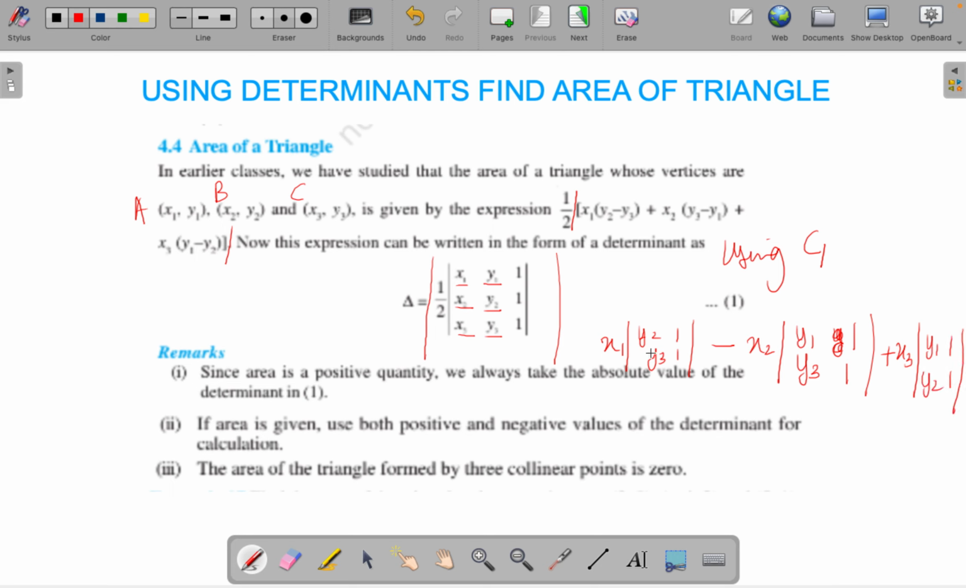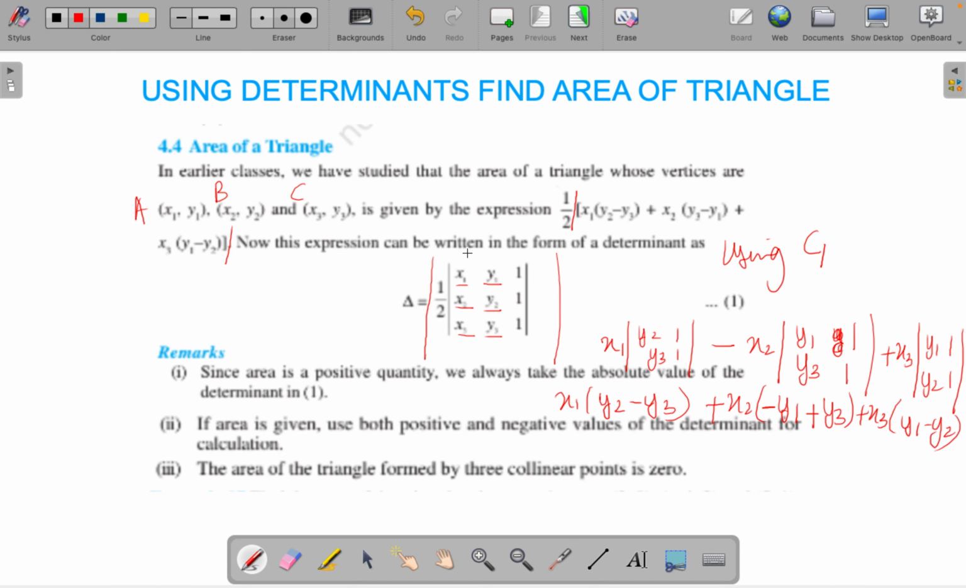Now just open it how you open a 2 by 2 determinant. Check, what will come: x1 into y2 minus y3. This is how we open the 2 by 2 determinant. This into this minus cross multiplication with a minus sign. So this into this minus this into this. Again minus x2, this will be y1 minus y3, children, and plus x3 into y1 minus y2. Now check. If I have to write plus here, I will just interchange the sign in the bracket and check, I will get my formula, right?